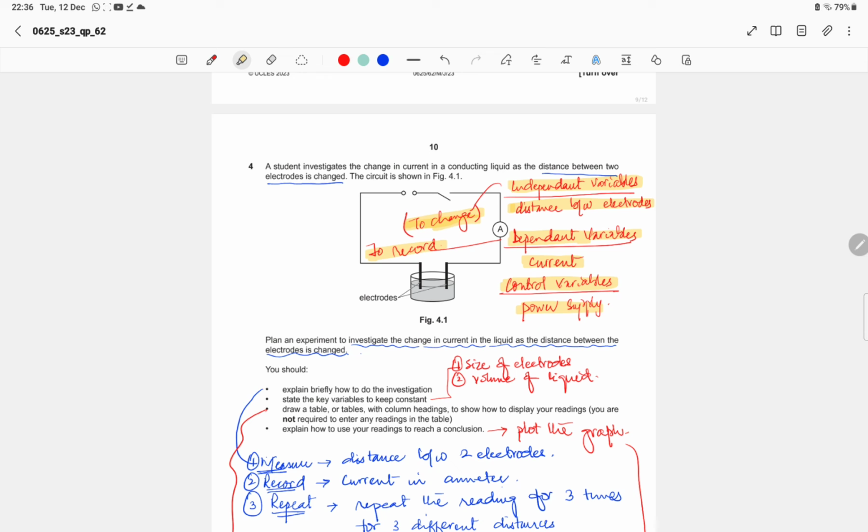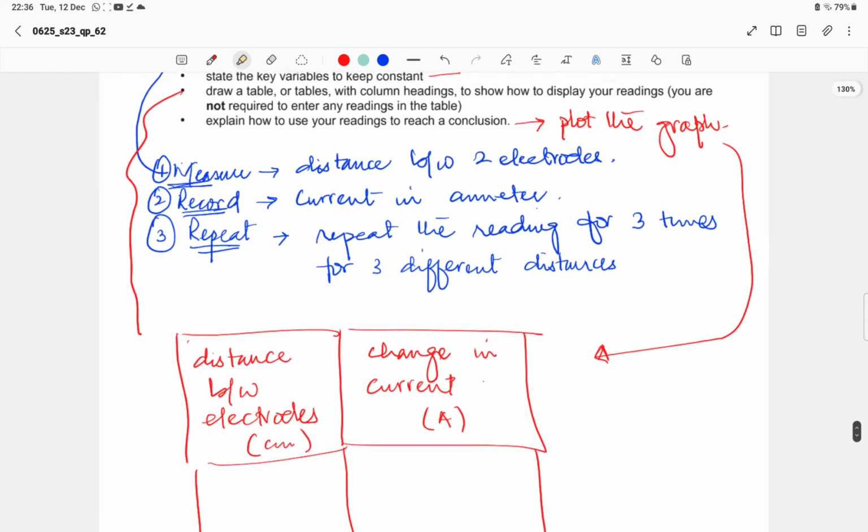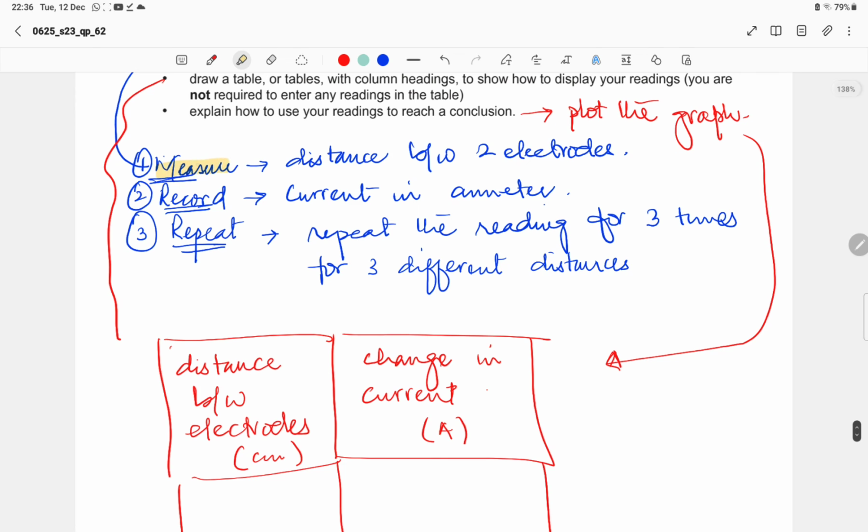Okay, so the next thing is, let's explain briefly how to do the investigation. First of all, put these headings in your data, so that you can do this question easily. So first of all, you measure the distance between the two electrodes, then you record the current in the ammeter, because on changing the distance between the electrodes, there will be a change in the current readings, and then you have to repeat the readings 3 times for 3 different distances between the electrodes.